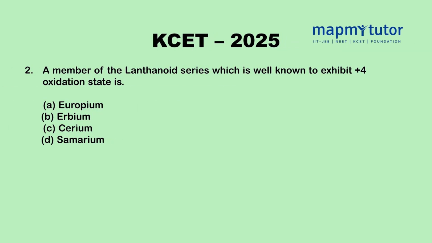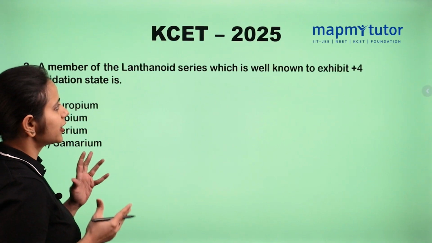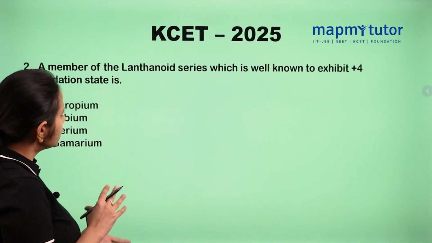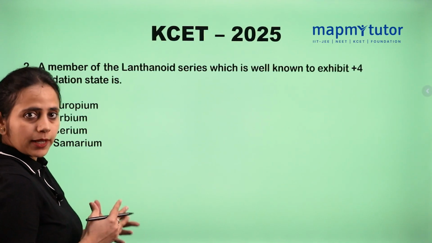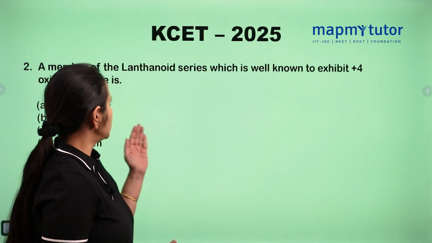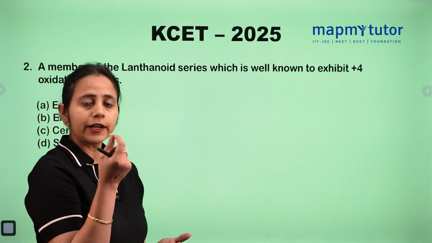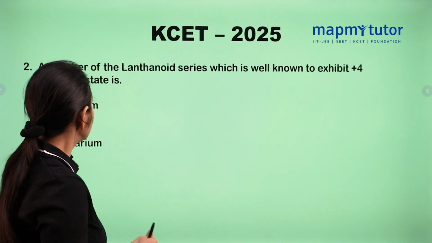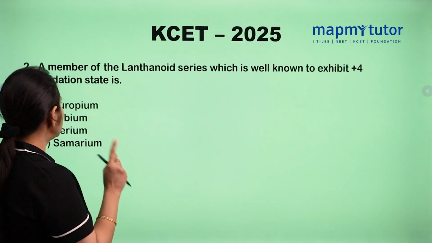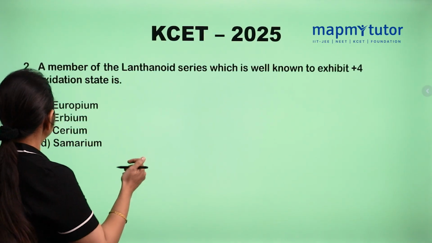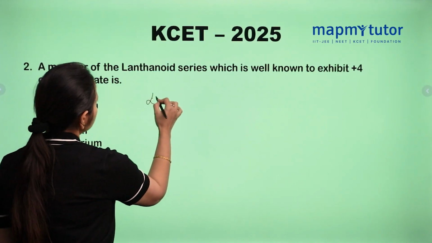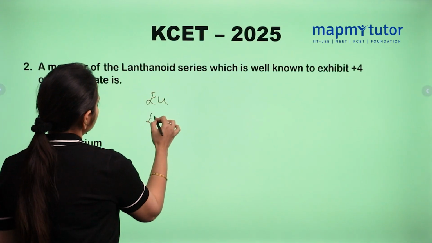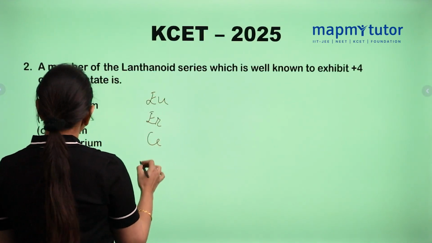A member of the lanthanide series which is well known to exhibit +4 oxidation state. See, this is a very important question, and usually this type of question comes in all the entrance exams, where you need to know the electronic configuration of all the lanthanide and actinide series. Okay, so to solve this question, we need to know the electronic configuration. Let's start with europium, erbium, cerium, and samarium.